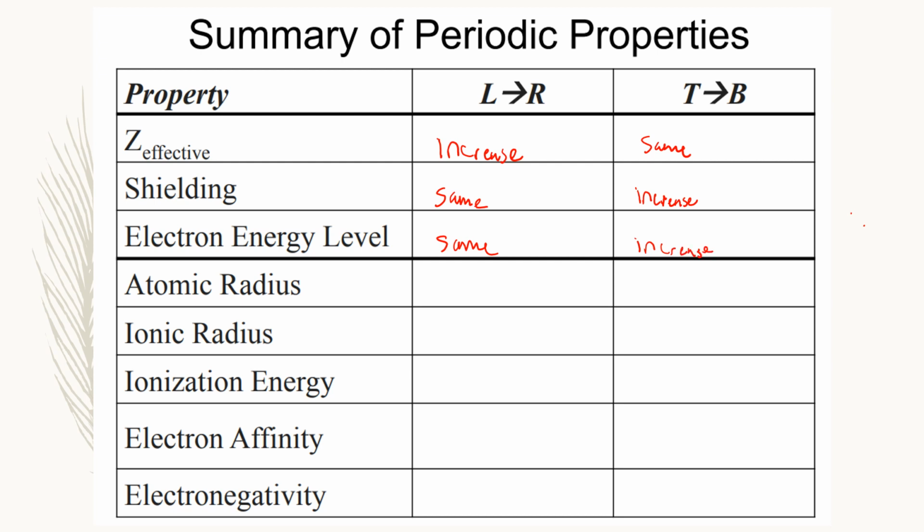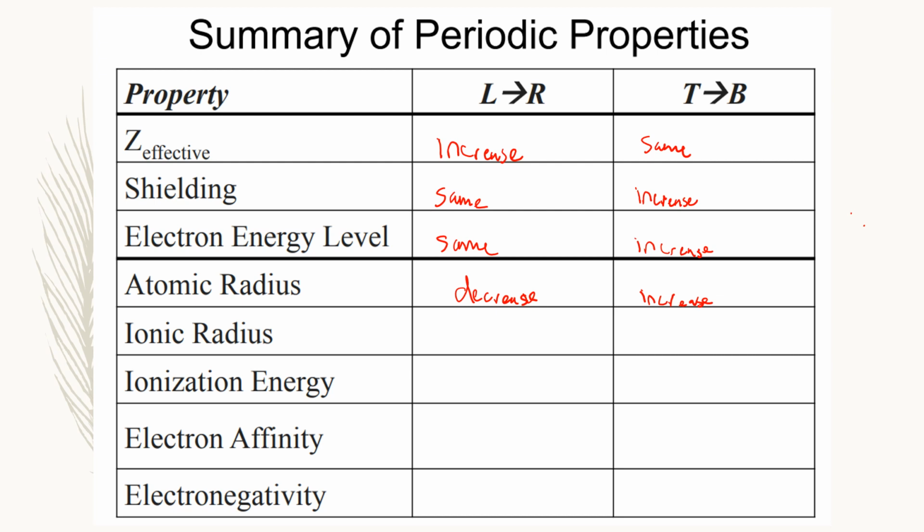So when we start to look at the different properties that we have in terms of atomic radius, going from left to right, again, that is going to cause the size of the radius to decrease, and as we go from top to bottom, it is going to cause the atomic radius to increase.